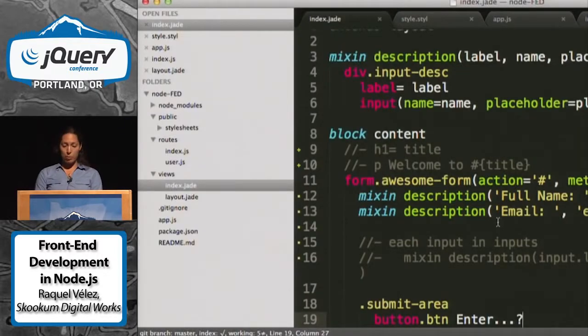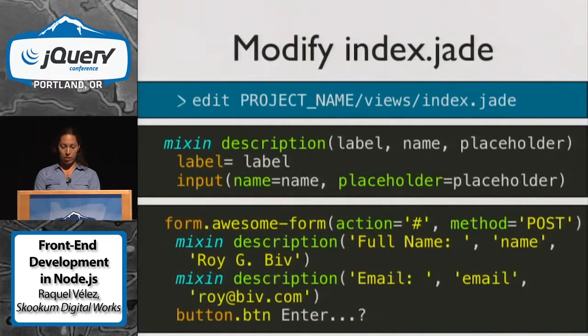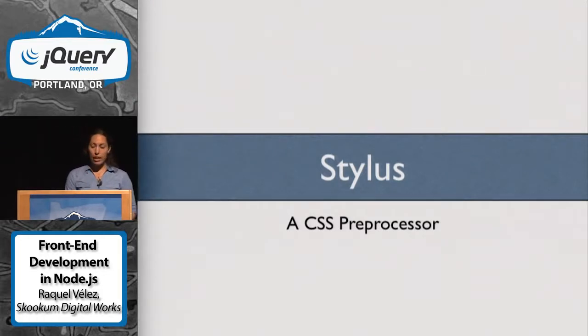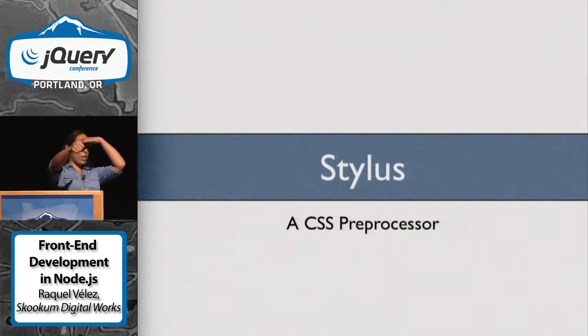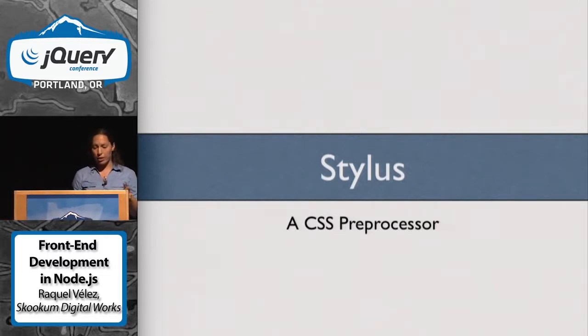All right, so now let's make it a little bit prettier, because nobody likes ugly HTML pages. And for that, we're going to use Stylus. So Stylus is our CSS preprocessor. How many people are familiar with CSS preprocessors, maybe Sass or something? Okay. More people are familiar with CSS preprocessors, and that's great. So I'm going to go fairly quickly through this.